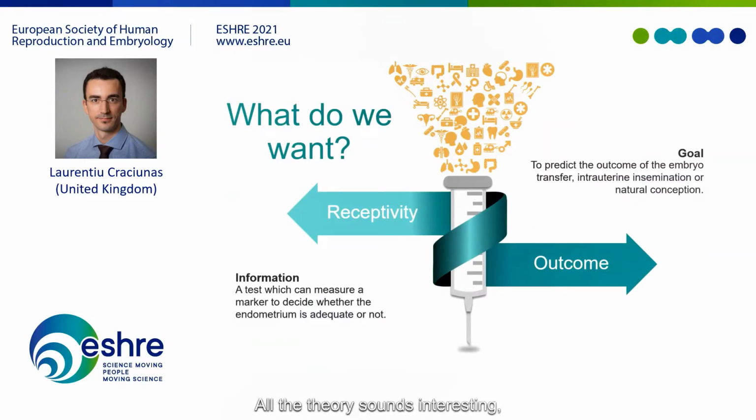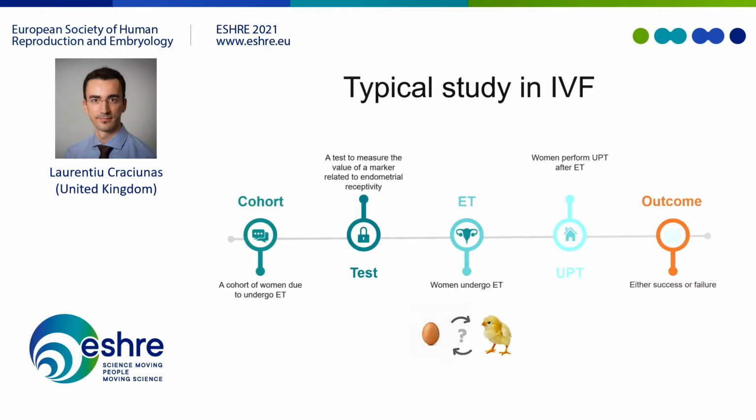All the theory sounds interesting, but what do we want from the practical point of view? Ideally, we would like a test to measure a marker that can inform us whether the endometrium is adequate or not. In simple terms, this should guide us to perform the embryo transfer with a good chance of success or not. That's all. IVF is the main context, but it could also apply to IUI or natural conceptions.